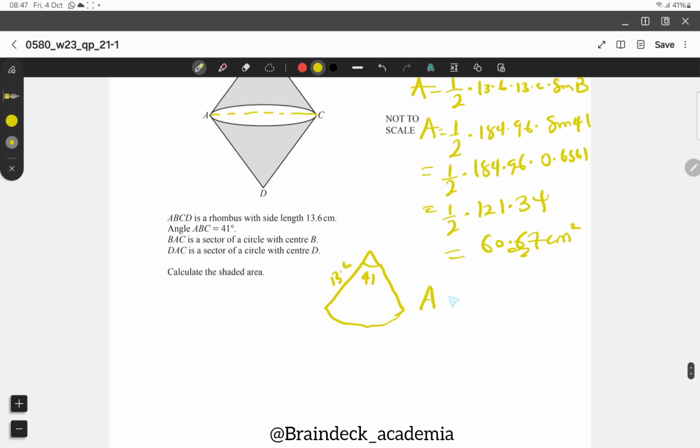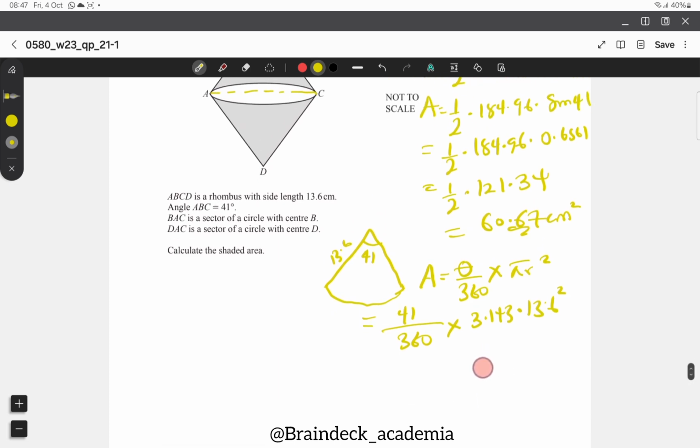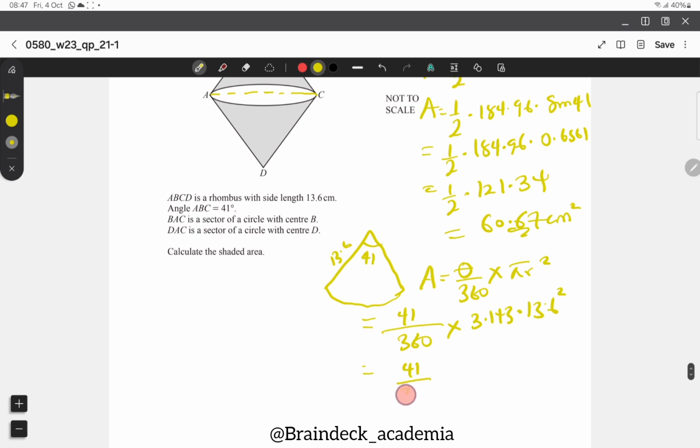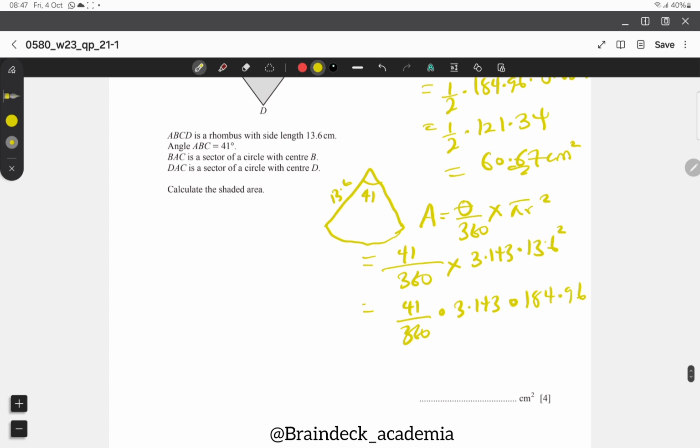So the area of our sector is theta over what? 360, right? Times pi r square. So using this formula, our theta is 41 over 360 times 3.143 times 13.6 square. Are you following me? So 13.6 square will give me 41 over 360 times 3.143 times 184.96, right? So now let's multiply everything we have up there.